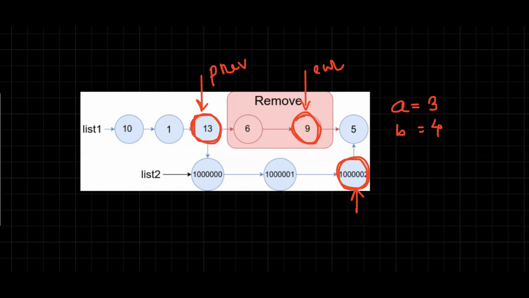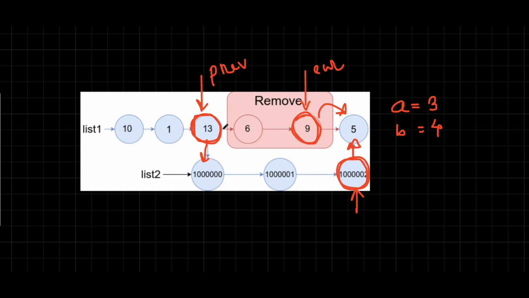Now our algorithm is pretty simple. We have to simply connect the previous pointer to the first element of list 2 and the last element of list 2 with the next of current. So here, next of current will be this node 5. So list 2's last node will be connected to element 5. Now our list becomes 10, 1, 13, 1000000, 1000001, 1000002 and 5. So basically this is the algorithm.